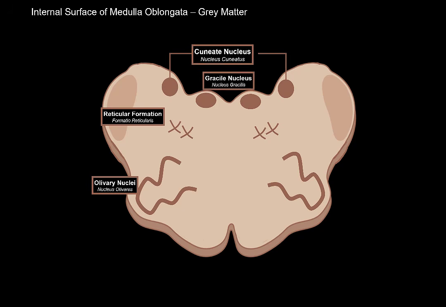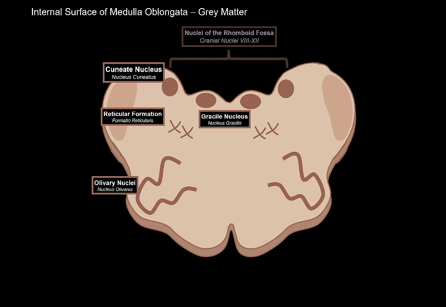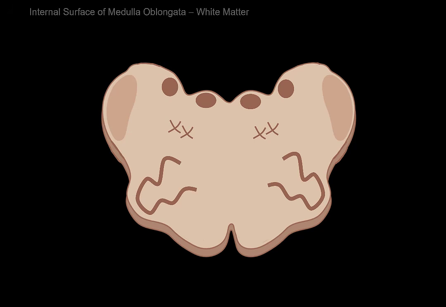Then lastly, you'll find many nuclei of the cranial nerves within the medulla at the region of the rhomboid fossa. And you will find the cranial nerves number 8 to 12 there. And again, these are not significant for the understanding of the medulla anatomy for now, so I will mention these in the video about the rhomboid fossa. So these are the gray matter of the medulla oblongata.